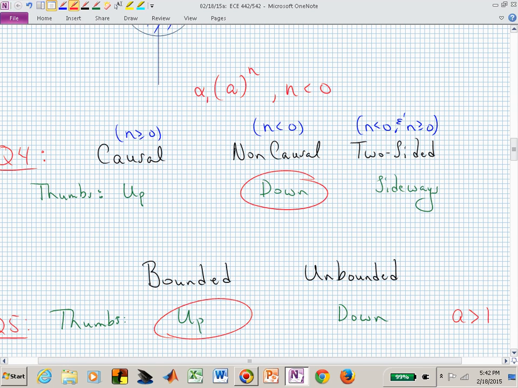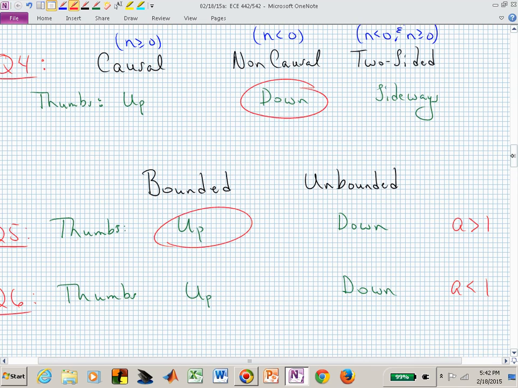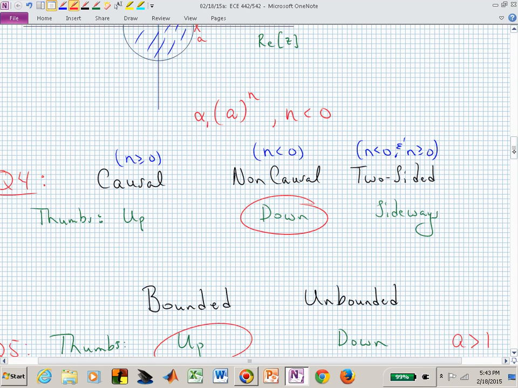So it's outside the unit circle, which is what I was trying to argue. And up is indicating bounded. Now for A less than 1, is it clear what your thumb needs to be now? 1, 2, 3. Needs to be down, doesn't it? Now it is inside. Now it's 1/2, and you're raising that to a negative exponent. Now you're going unbounded with time for that particular shape, A raised to the n.